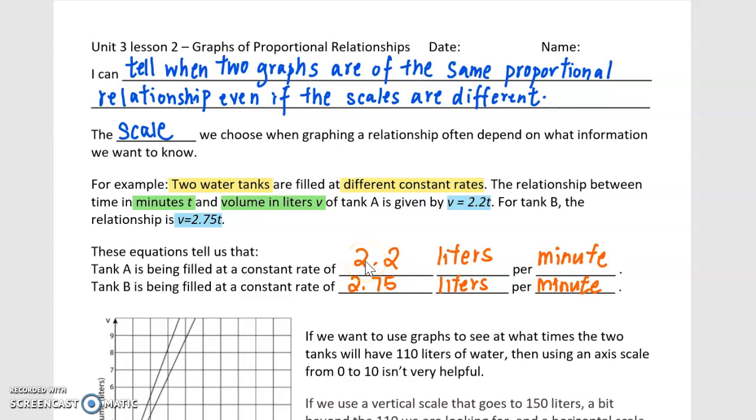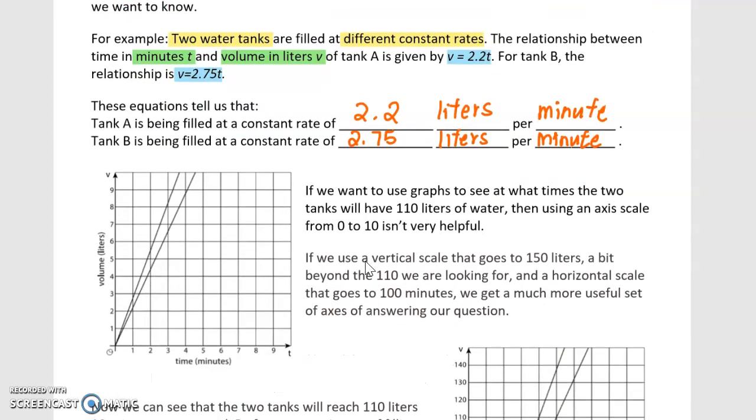If we want to use a graph to see at what times the 2 tanks will have 110 liters of water, then using an axis scale from 0 to 10 isn't very helpful. Okay, so looking at the graph on the left right here, if I want to know 110 liters of water, it is not even on the graph. So looking at this graph, it doesn't help us to answer our questions. If we use the vertical scale that goes to 150 liters, a bit beyond the 110 we are looking for, and a horizontal scale that goes to 100 minutes, we get a much more useful set of axes for answering our question.